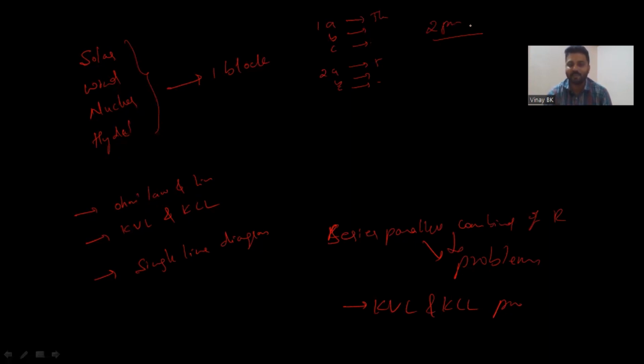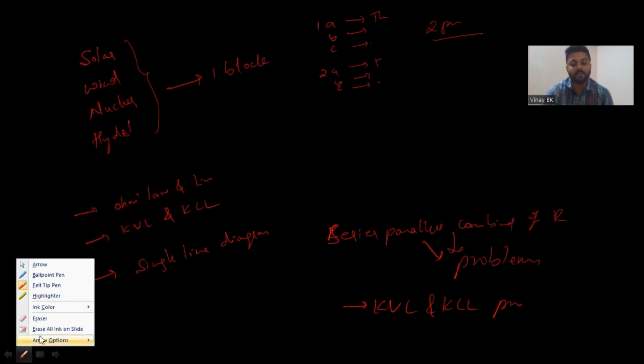It is nothing but series parallel combination. They will ask you to find the value of branch currents, and to find the unknown value of voltage. They will ask you to find power and the power drawn by each resistor. Okay, so these are the important questions that you can expect in the examination.